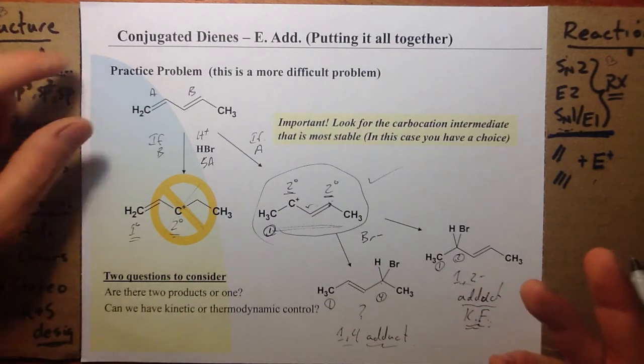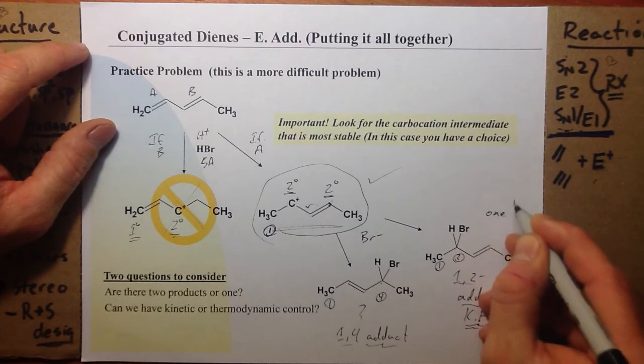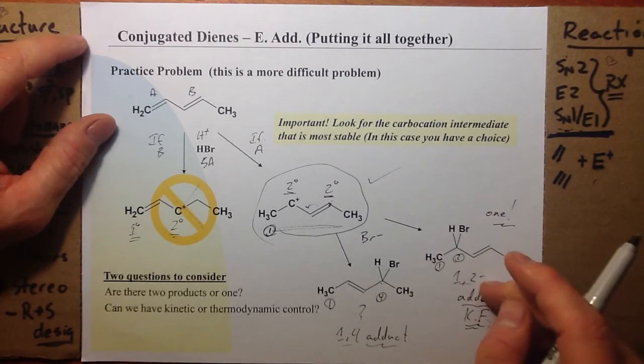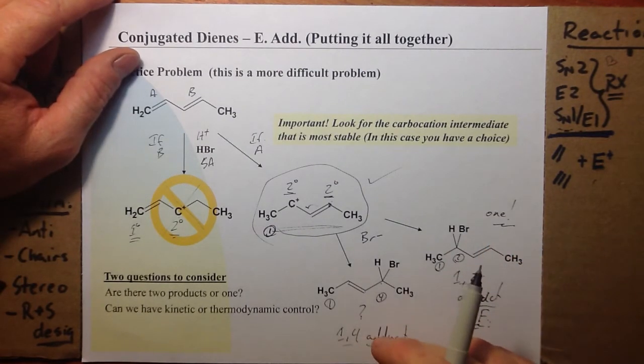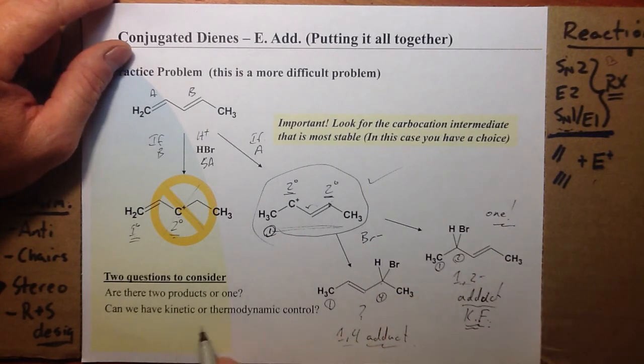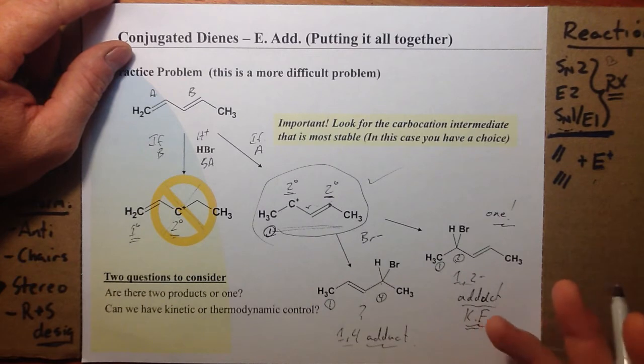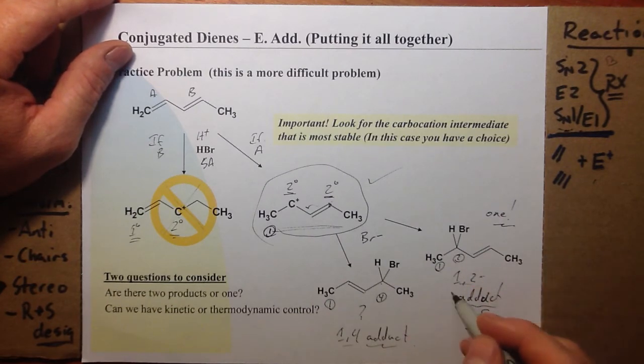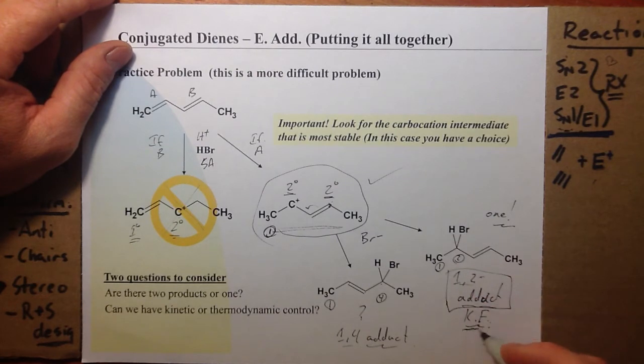So are there two products? No, there's just one product. The 1,2 adduct and the 1,4 adduct give us the same final product. Do we have kinetic or thermodynamic control? Of course, no. We only have one product. Please, as you try other problems on your own, remember the 1,2 adduct is always the KF.